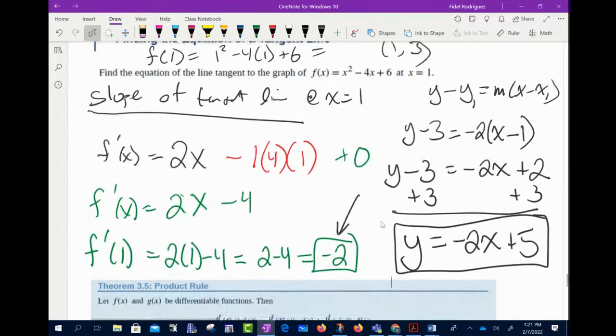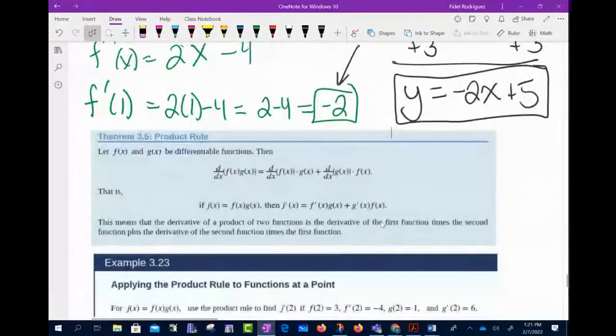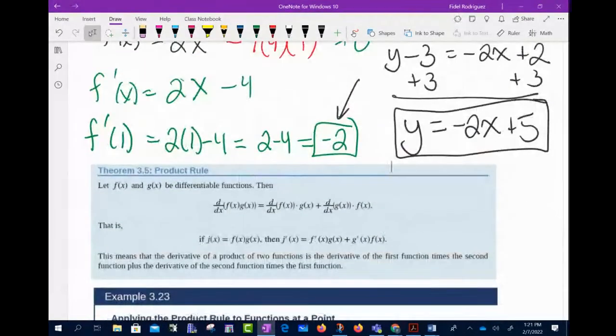All right. So the second part here, y'all, is something called the product rule. The product rule means we're multiplying.